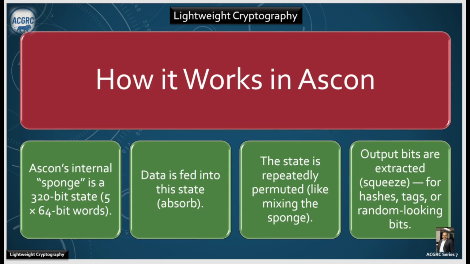So, how does it work in Ascon? Well, Ascon's internal sponge is a 320-bit state. The data is fed into this state. The state is repeatedly permuted, like mixing the sponge. And next, the output bits are extracted or squeezed out for either hash, tags, or random looking bits.